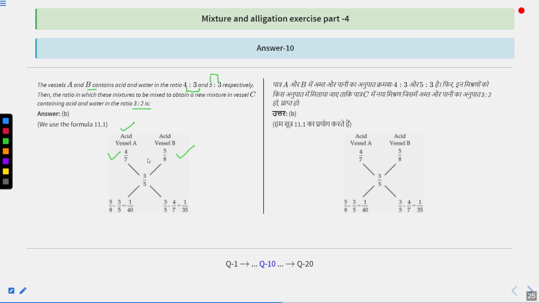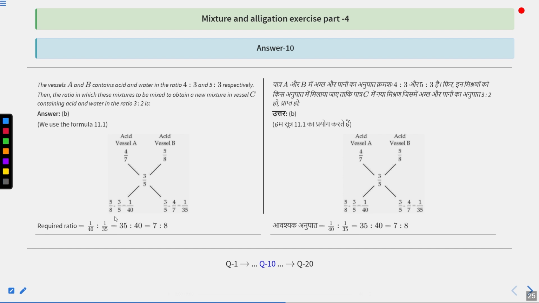Now the question says that when we mix them, the ratio becomes 3:2. So the total will be 5 and 3 is acid. So the average is 3/5. When we calculate it, we get the exact ratio. So the ratio will become 35:40, which is 7:8. B is the correct answer. Next one.